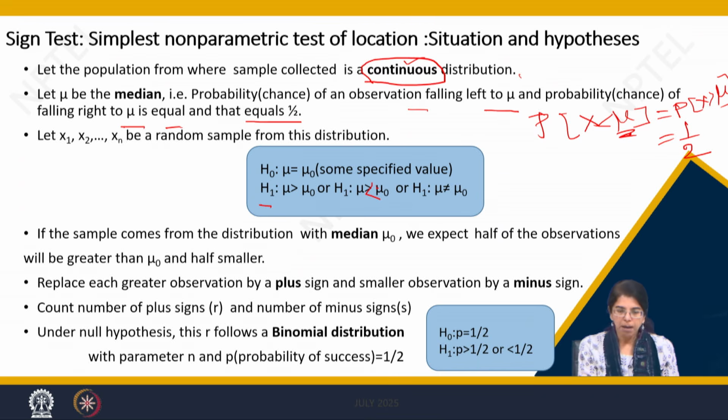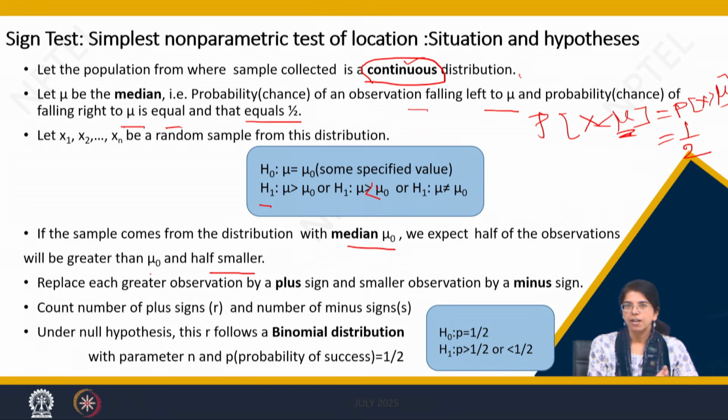If the sample comes from the distribution with median mu 0, we expect half of the observations will be greater than mu 0 and half smaller. So, under the null hypothesis, the median is mu 0, which means half of the observations will be above mu 0 and half will be below mu 0, right from the definition of median.